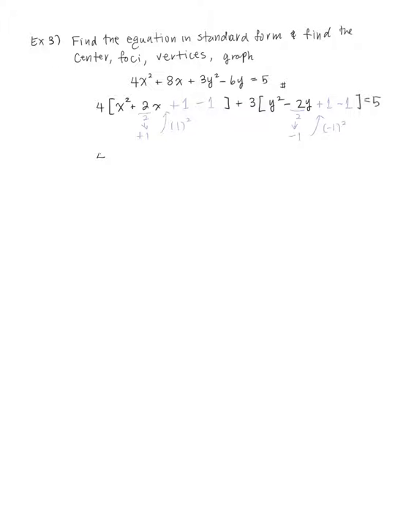Okay, so then the first 3 terms are going to become the perfect square. So this is going to be x plus 1 squared minus 1, and then plus 3, and then y minus 1 squared minus 1 equals 5. So now we need to distribute that 4 and 3 into the equation. So we're going to get 4 times x plus 1 squared minus 4, plus 3 times y minus 1 squared minus 3, equals 5.